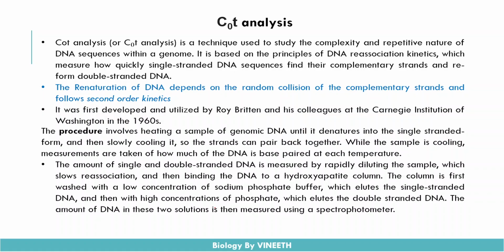I have given you in this point that the amount of single stranded and double stranded DNA is measured by rapidly diluting the sample, which slows the reassociation, and then binding the DNA to the hydroxyapatite column. First you have to shear and denature the DNA, and then pass the mixture to the hydroxyapatite column.